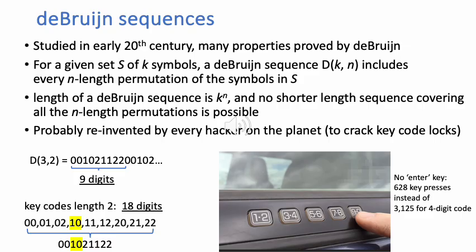But if you use the De Bruijn sequence shown at the very bottom on the left, 0, 0, 1, 0, and then the car door opens. So only 4 key presses instead of 8, or possibly if there was an enter key, then even more. So what this means as a practical example is that it's easy to break into a car in a few minutes because of the efficiency of using the De Bruijn sequence.